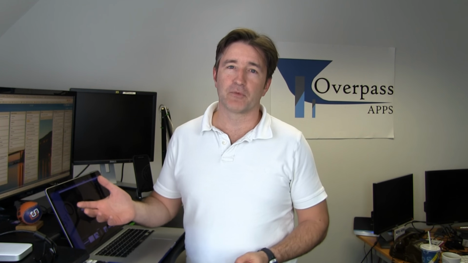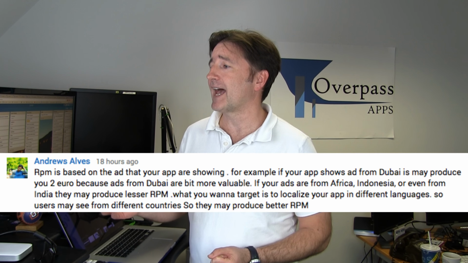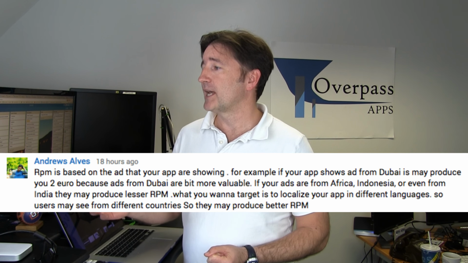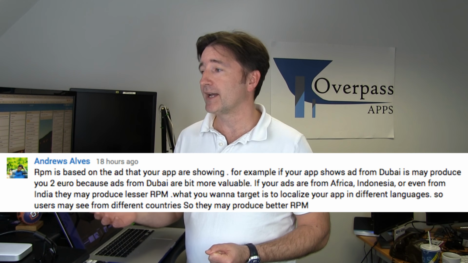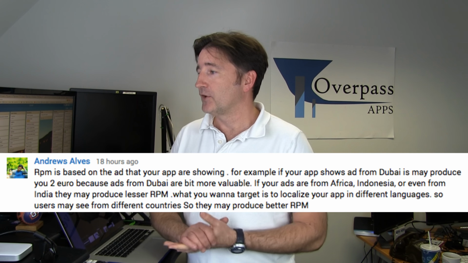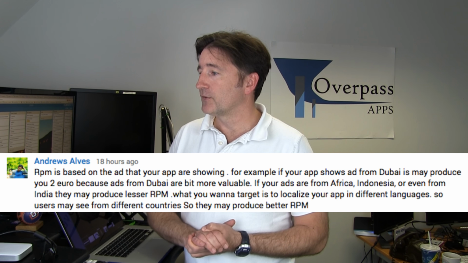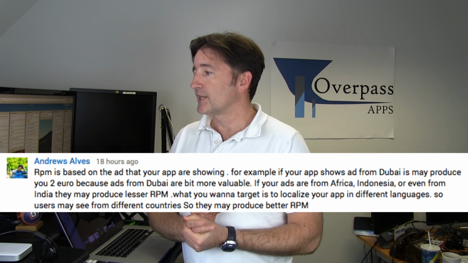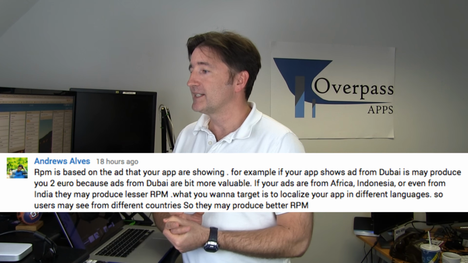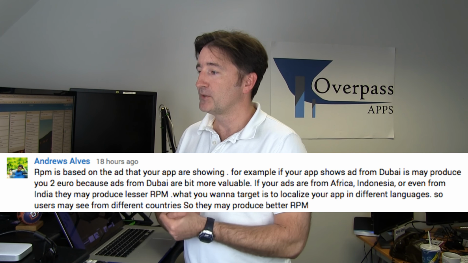Andrew Alves gave a really good explanation of RPM, saying that RPM is based on the ad that your app is showing. For example, if your ads show from Dubai, it may produce you €2 because the Dubai are a bit more valuable. If your ads are from Africa, Indonesia, or even from India, they may produce lesser RPM. What you want to target is localize your app in different languages, so users may see from different countries, so they produce better RPM, which was really good.